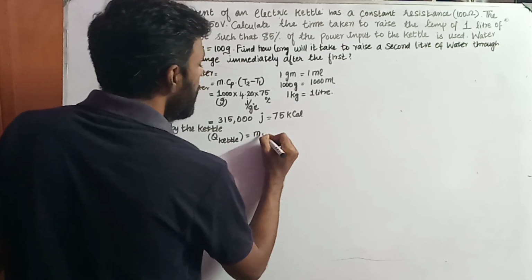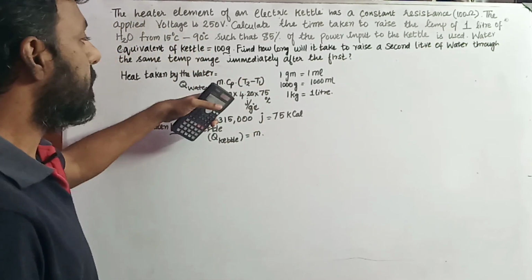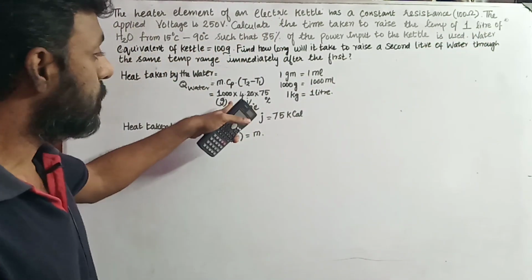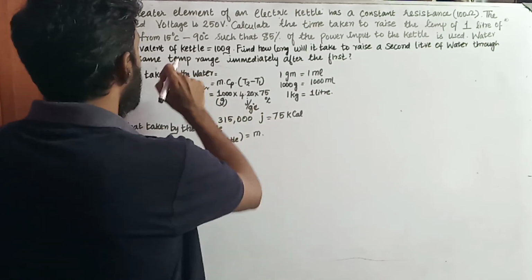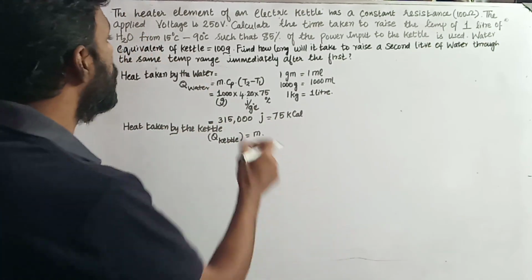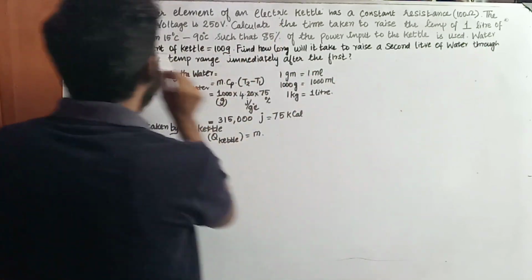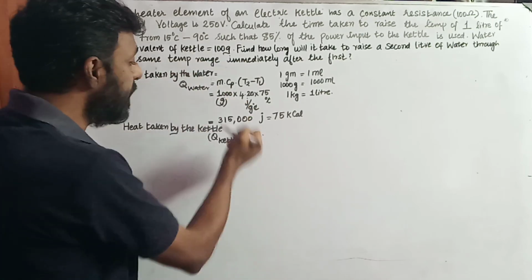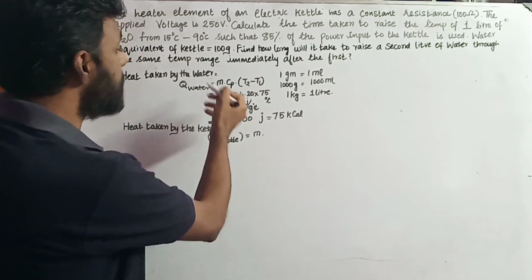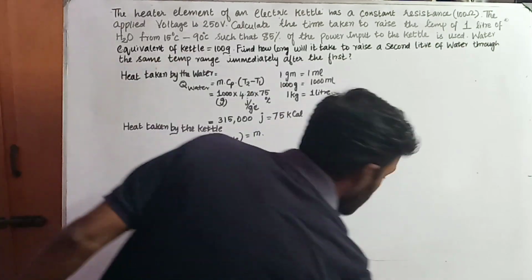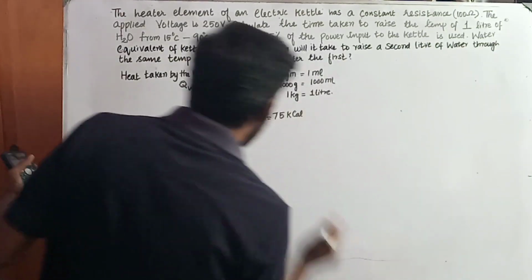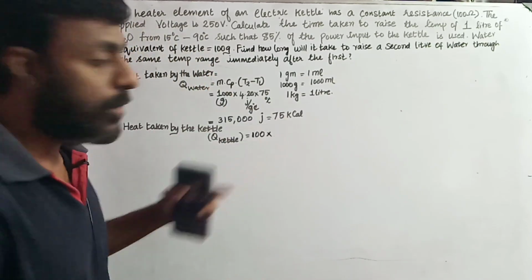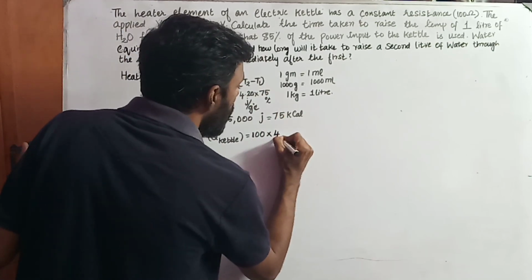Q kettle is nothing but the same: m into Cp into T2 minus T1. But here, for water they had given 1 liter, so we substituted mass of water, that is 1000 grams. But for the heat taken by the kettle, they had given the water equivalent of the kettle. So water equivalent of kettle is 100 grams. So instead of 1000, when it comes to the kettle, you need to substitute 100 grams for mass. That is 100 into Cp. Cp value will be the same, Cp is 4.20.